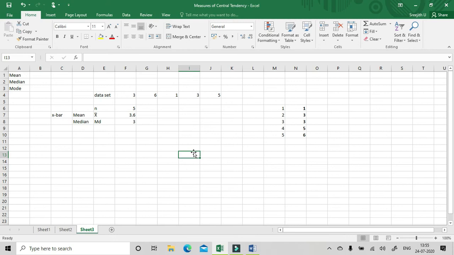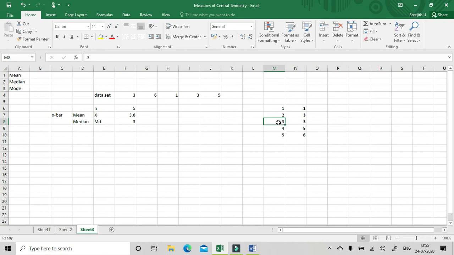To determine the median, we find the position of (n plus 1) by 2, okay? The position of the value which is at (n plus 1) by 2. So in this example, we use the formula: n is 5, and n plus 1 is 6, and 6 divided by 2 is 3, and we look at 3. And look at the value corresponding to the third value when the data is arranged in ascending order.